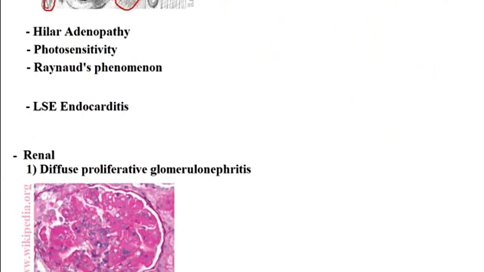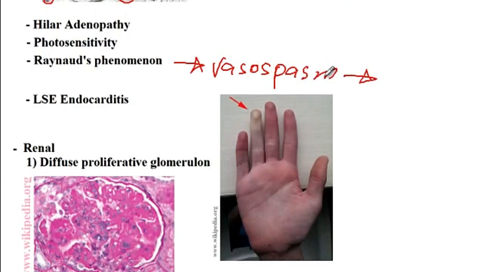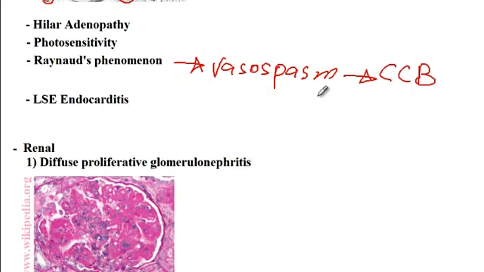The other clinical symptoms of SLE include hilar adenopathy, photosensitivity, and Raynaud's phenomenon, where due to vasospasm of the small vessels, there would be blanching of the distal digits, and so you will have to treat these patients with calcium channel blockers to prevent the vasospasm of the small vessels.